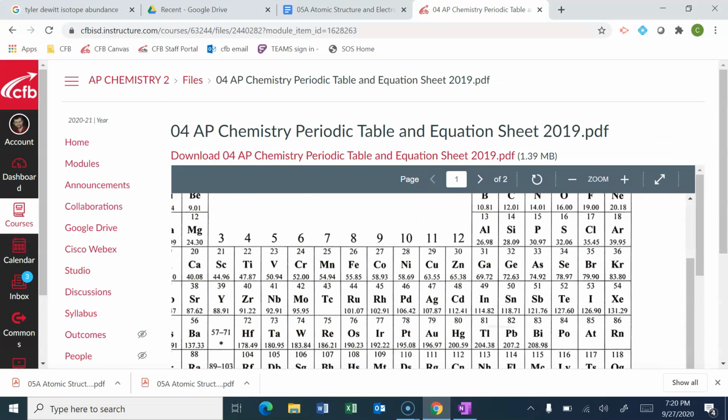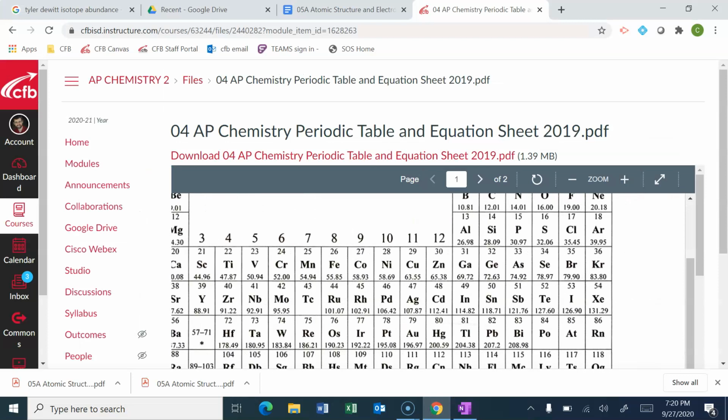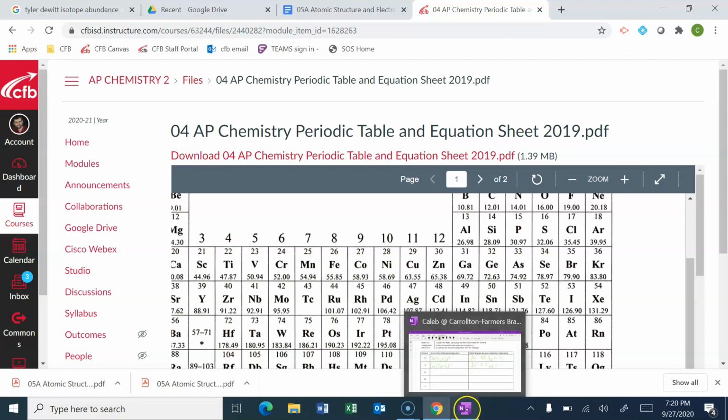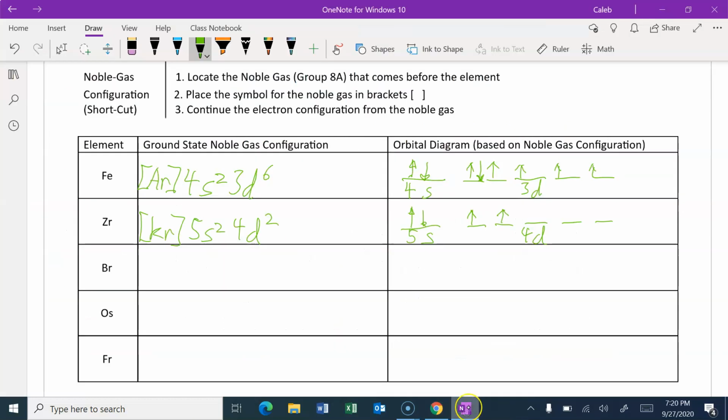Br. The noble gas before it is argon once again, and Br is going to be 4p5. So Ar, 4s2, 3d10, and then 4p5.